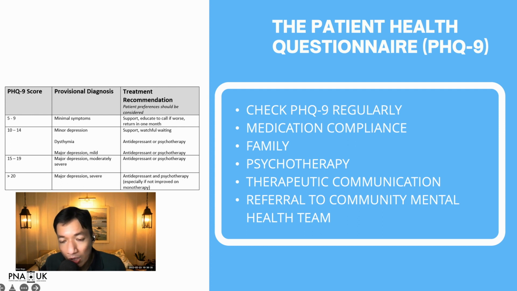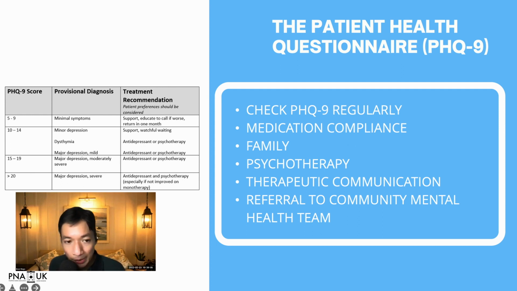Again, there is no right or wrong on when to actually visit the patient. If you go back to 5 to 9, it says return in 1 month. But for the succeeding scores, there is no exact date on when to visit the patient. Again, it depends on your clinical judgment. When you're dealing with the scenario, you have to emphasize medication compliance if the patient is already on antidepressants, and family, if it's relevant.